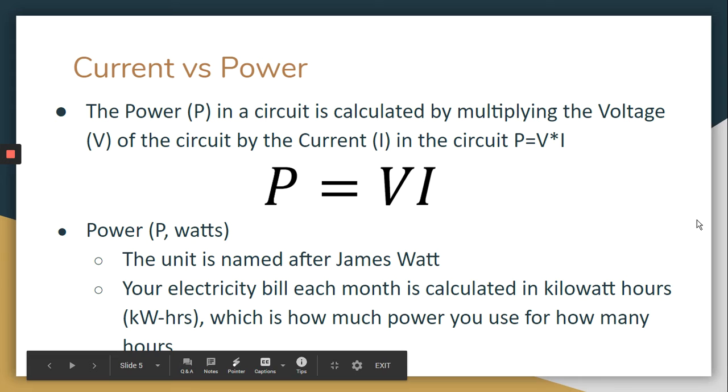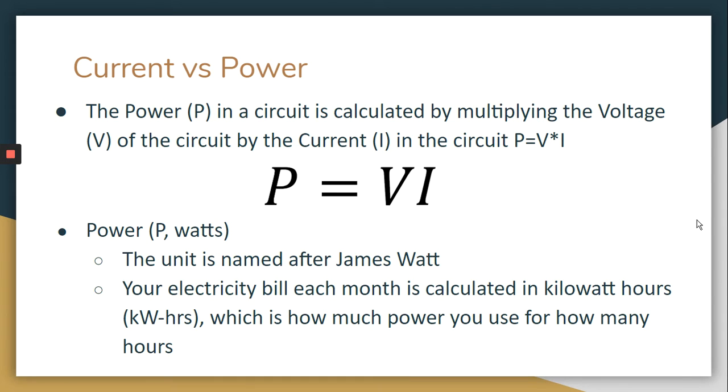Okay, current versus power. The power, that's letter P, in a circuit is calculated by multiplying the voltage, which is V, of the circuit by the current, which, as we talked about, was I, in a formula that's just: the power is equal to the voltage times the current. It's a pretty simple formula. The power uses the letter P in any formulas, and the unit is actually watts. The unit is named after James Watt, who was a Scottish engineer.